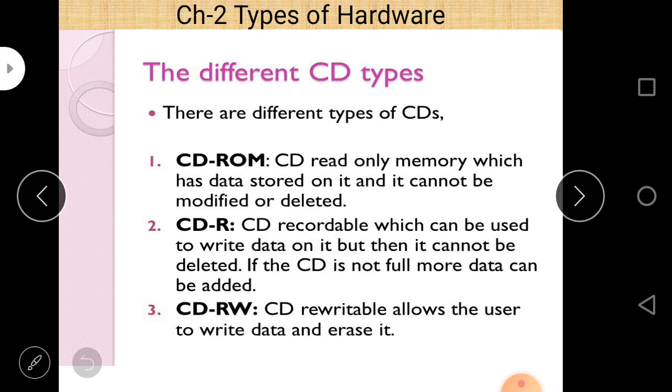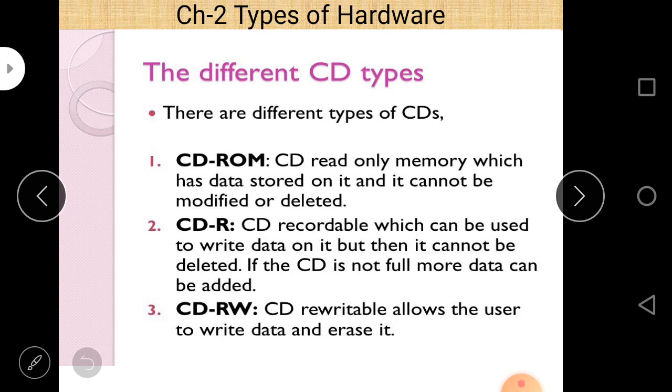So here are the definitions of the different CD types. CD-ROM, CD read only memory, has data stored on it and it cannot be modified or deleted. So that is the basic definition of CD-ROM. Sometimes an examination asks what the main purpose of CD-ROM is. So you can write in an examination that it is CD read only memory, and data stored in it cannot be modified or deleted. So that is the basic concept regarding CD-ROM.